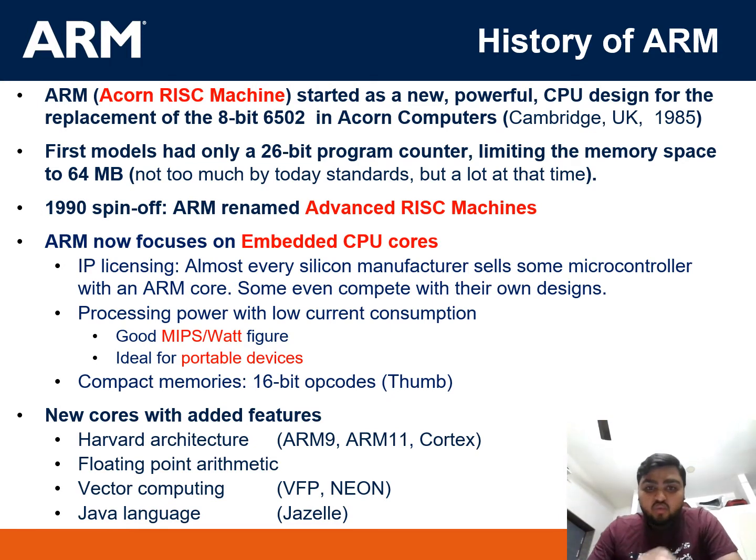Processing power with low current consumption is a good MIPS per watt figure and ideal for a portable device. The third point is compact memory, the compact memory of 16-bit opcodes. New cores added features. The first is Harvard architecture. Second one is floating point arithmetic. Third one is vector computing, and fourth one is Java language.